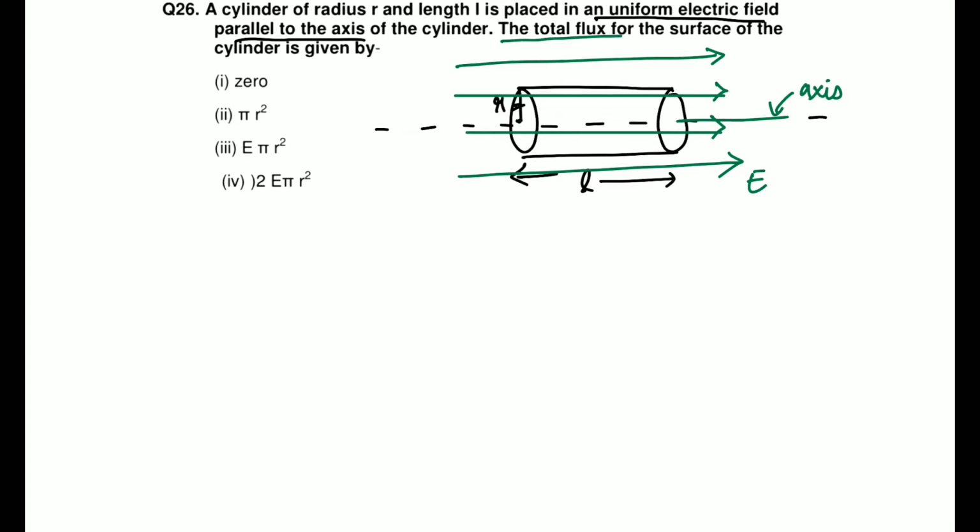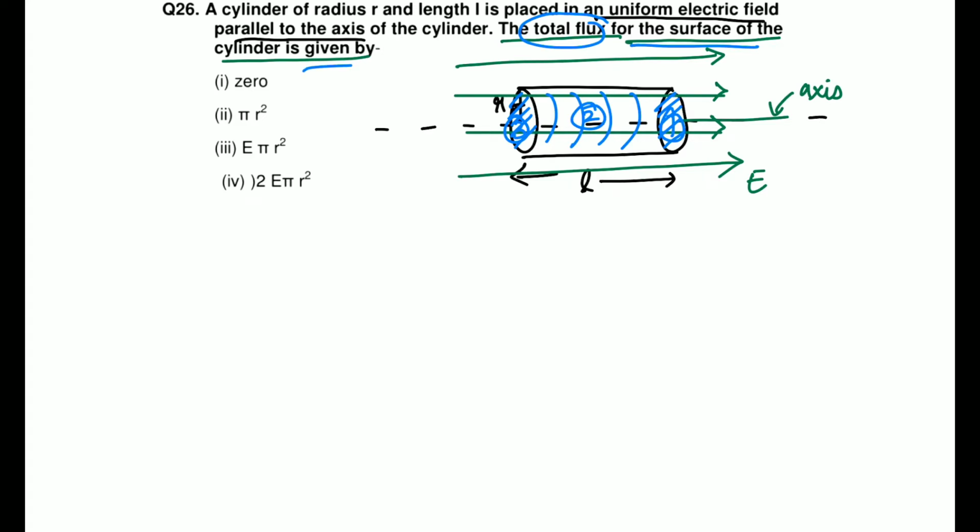The total flux for the surface of the cylinder is what we need to find. You can see there are three surfaces: the first circular surface, the second circular surface, and the curved surface. Let me number these: this is my first surface, this curved one is the second, and this is the third surface. So we'll talk about the flux through each surface, and then find the total flux for the surface of the cylinder.